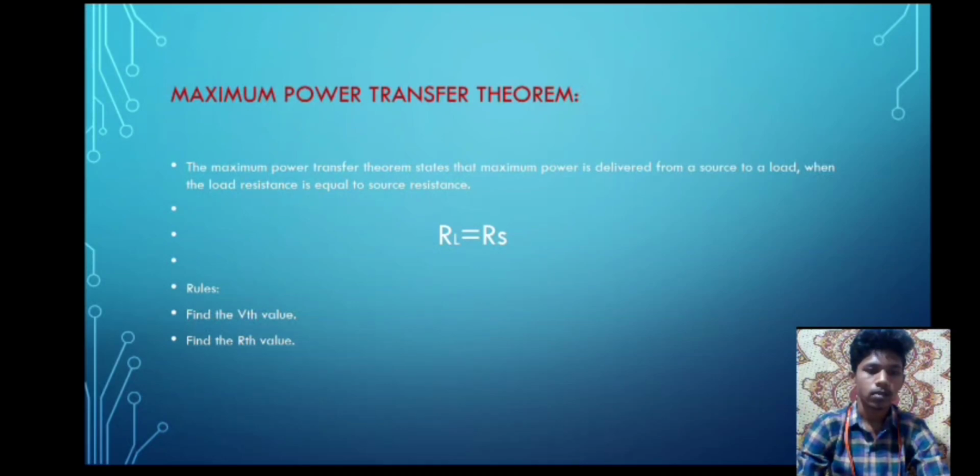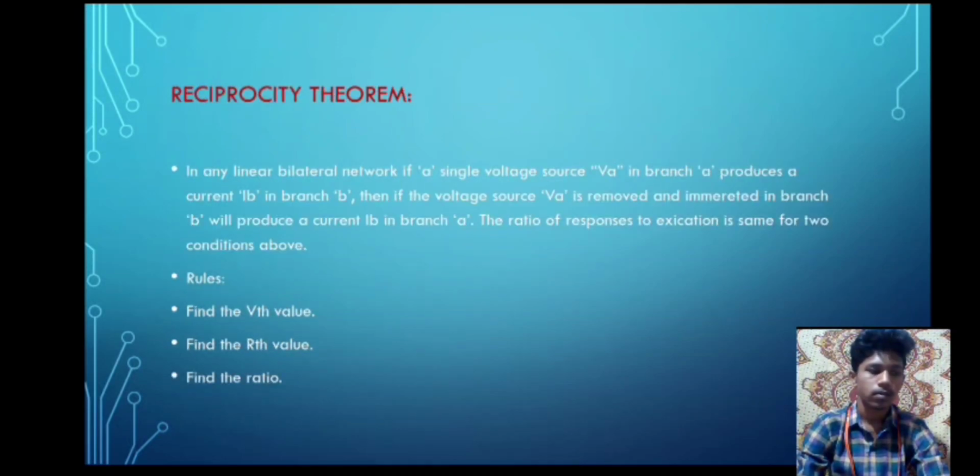Next we can discuss the reciprocity theorem. In any linear bilateral network, if a single voltage source VA in branch A produces a current IB in branch B, then if the voltage source VA is removed and inserted in branch B, it will produce a current in branch A. The ratio of response to excitation is the same for the two conditions above.